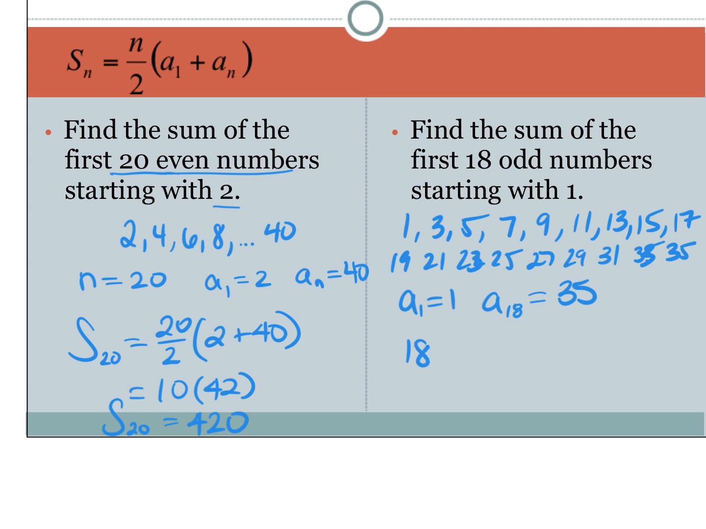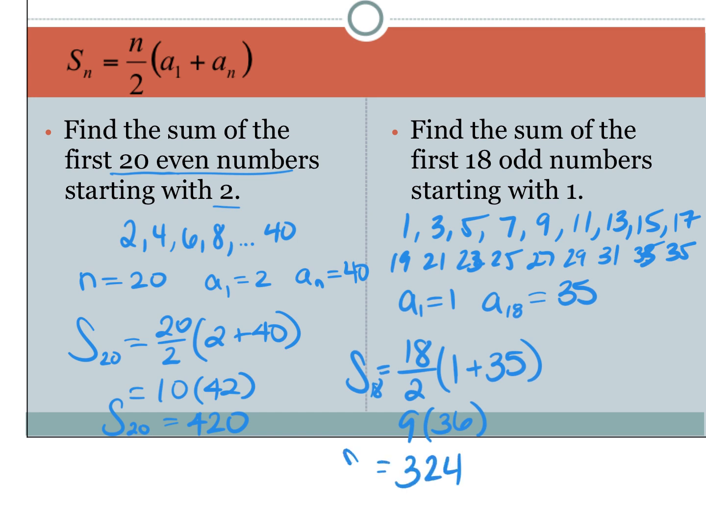So I have 18 as my n, divided by 2, my first term plus my last term, 35. That's 9 times 36. 324 is what we should have gotten.